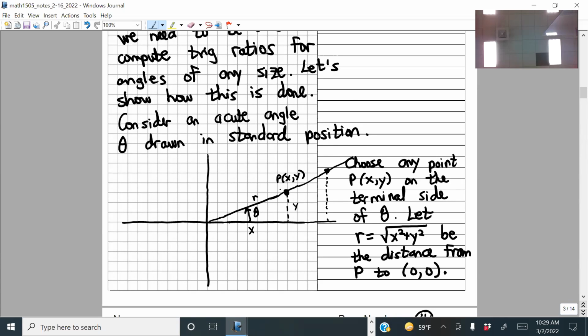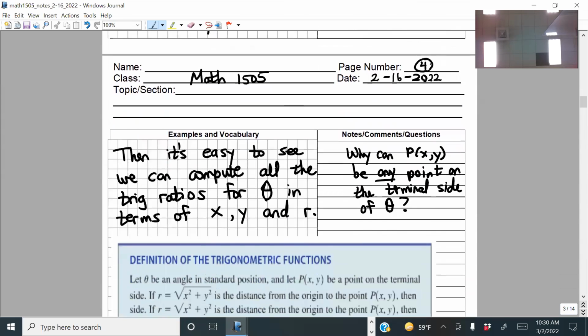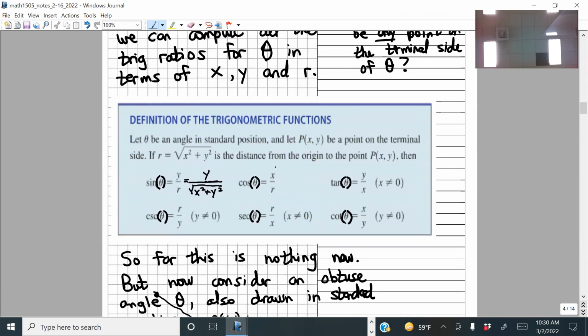So you pick a point off of the terminal side, and then you measure the distance from the origin to that point. That distance we usually refer to as r, for radius. It's just the distance from (0, 0), the origin, to whatever point you picked off the terminal side of your angle. Then you use the coordinates of that point plus this value r to define sine, cosine, tangent, etc. How you do that is contained in this table.